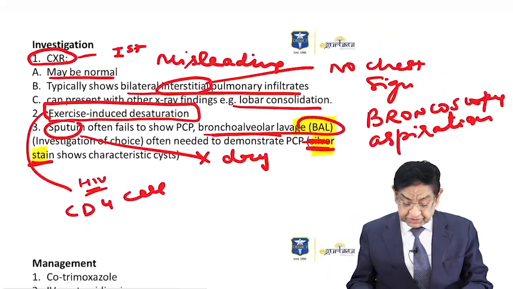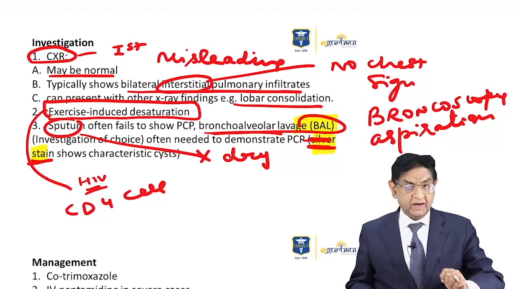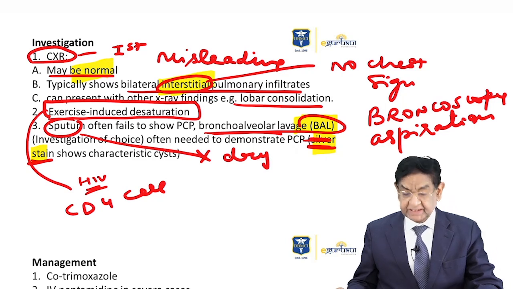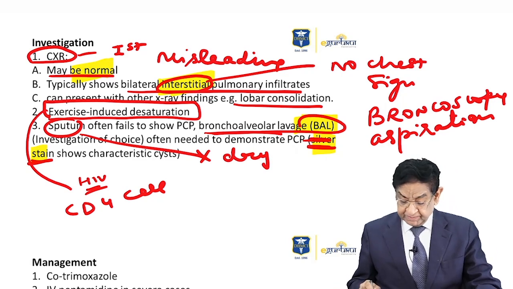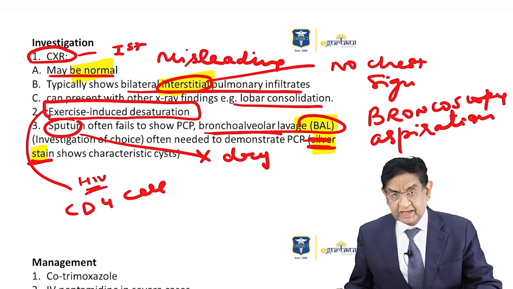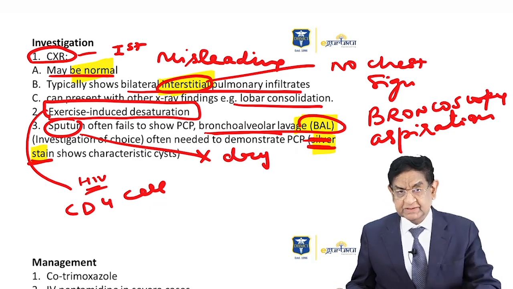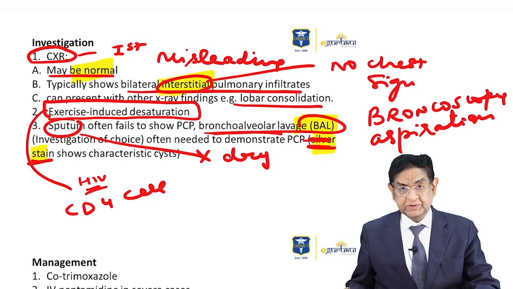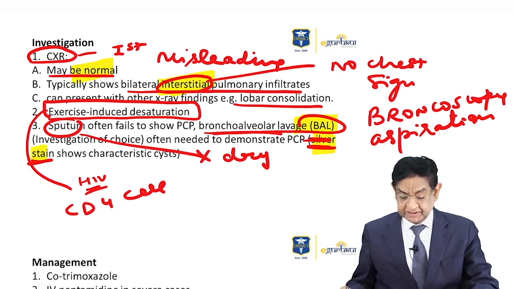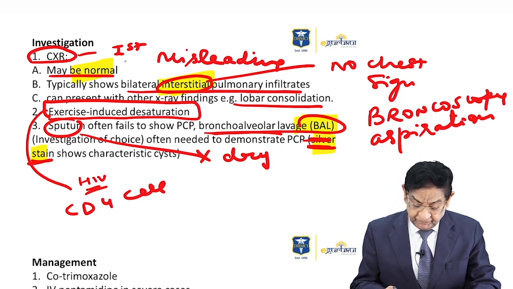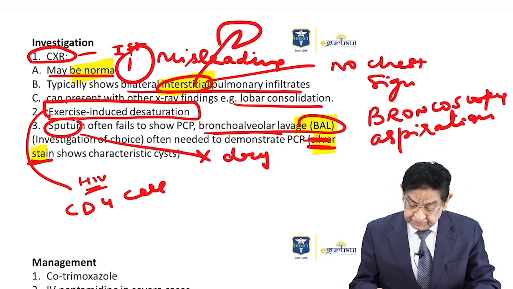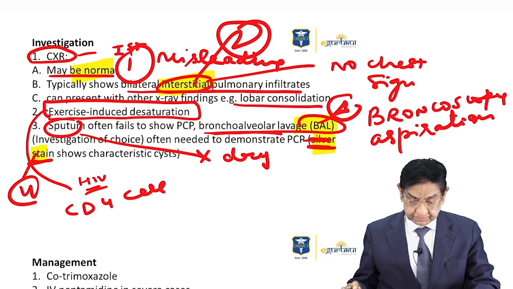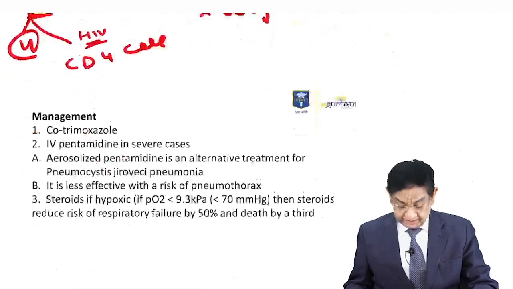So friends, the keywords to remember here are: chest X-ray may be normal, otherwise interstitial infiltrate. BAL, bronchoalveolar lavage, is the investigation of choice, and finally you get it by silver stain. So there are 4 keywords to be remembered in this particular slide. First keyword, second, third, and the 4th keywords. Well, after that we have diagnosed.